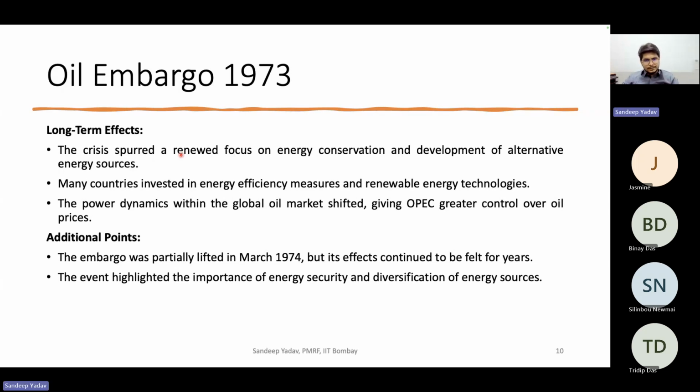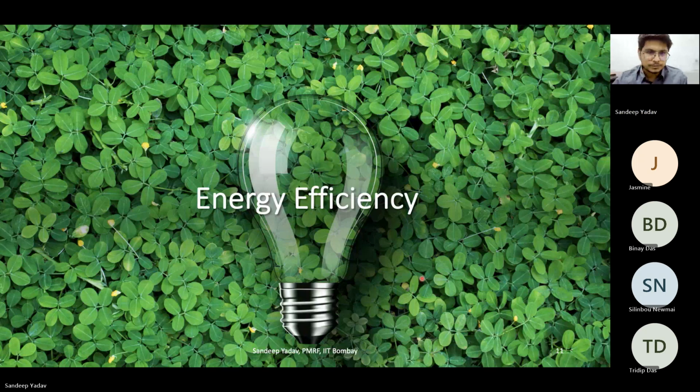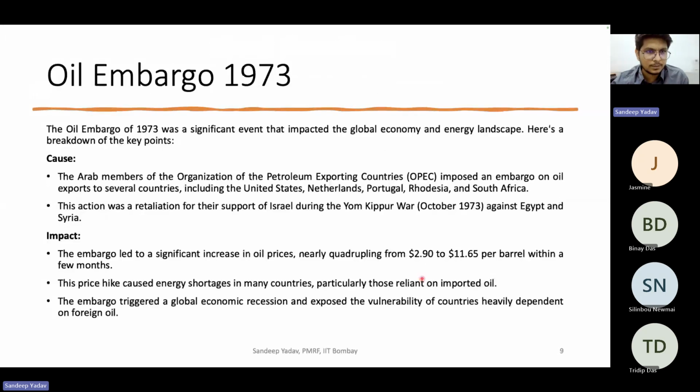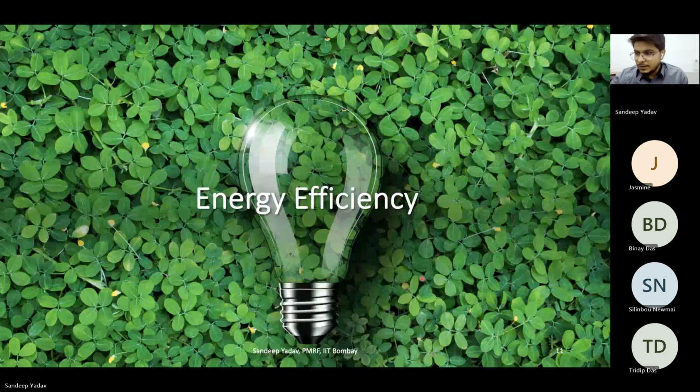There are a few additional points. In March 1974, the embargo was lifted, but its effect was felt for many more years. This event highlighted the importance of energy security and the diversification of energy sources for any country that is heavily dependent on oil imports. So now we will start. What is energy efficiency? If you want to ask any questions about this, you can ask. Otherwise, we'll start with energy efficiency.